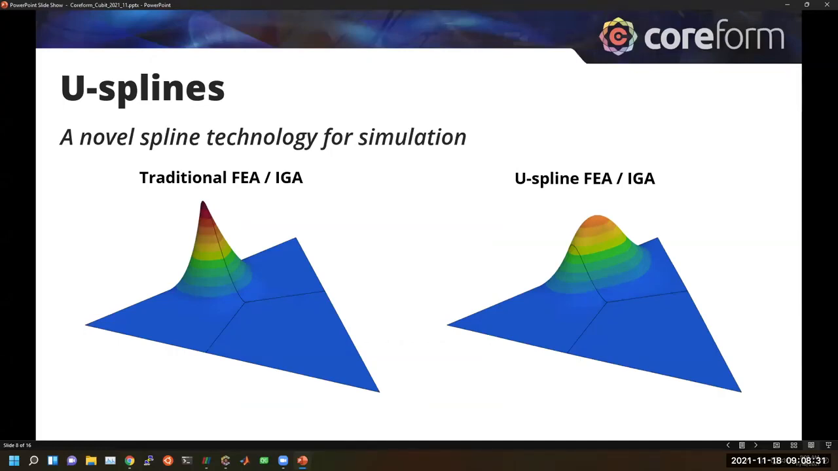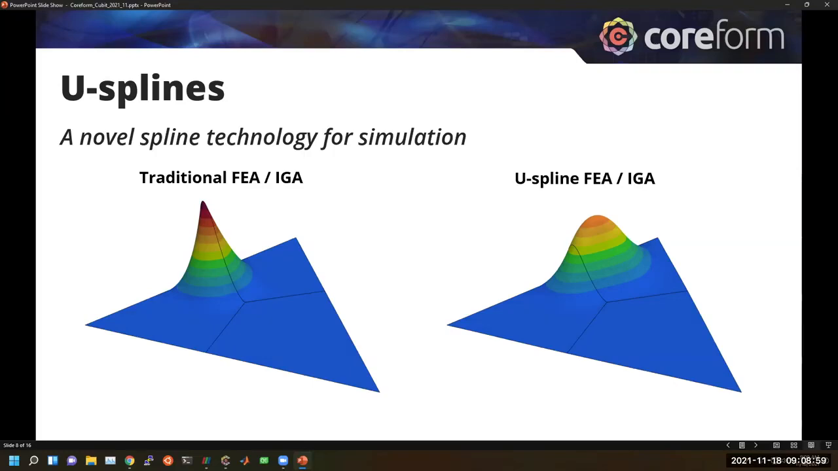So then the big news for this release is our U-Spline technology. As I mentioned, it's a novel spline technology for simulation. To summarize shortly in 2 pictures, the difference between U-Spline and other spline or element technologies is that we can now build smooth basis functions, or smooth shape functions, on unstructured meshes.